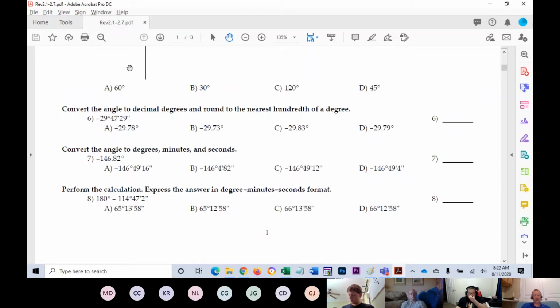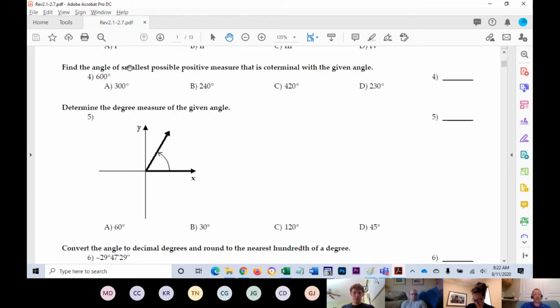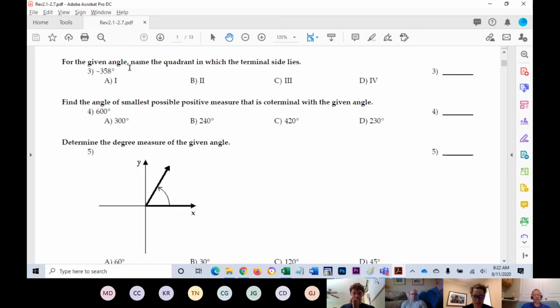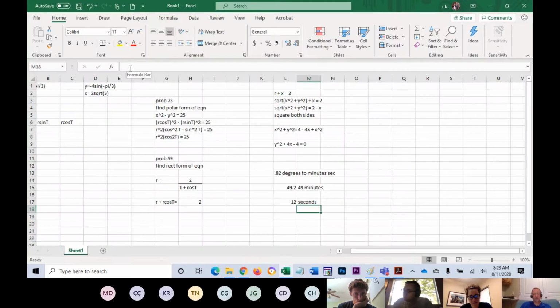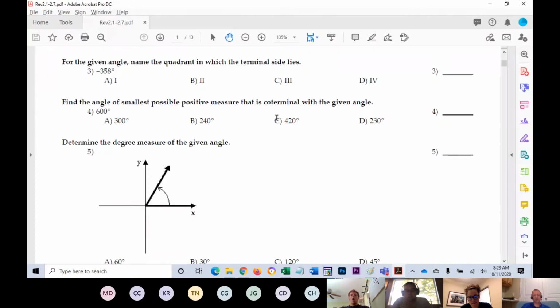All right, what else you guys got? Number 4. I can't remember the smallest possible angle. That part always confuses me. How do we do this one? You subtract it from 360 because it says it's coterminal with a given angle. So 600 minus 360 is 240. That's it. Sweet. Okay.